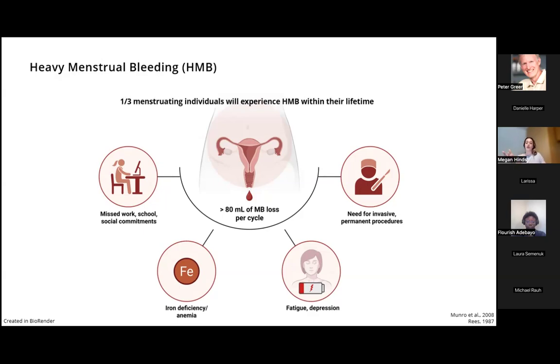So importantly, 1 in 3 menstruating individuals will experience heavy menstrual bleeding at least once in their lifetime. And while this seems like a high percentage of the population, there's still very little known about the pathophysiology of heavy menstrual bleeding. In fact, a specific cause for heavy menstrual bleeding is identified in less than 50% of affected individuals.